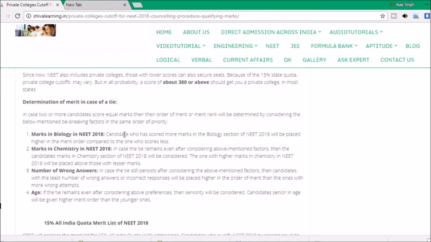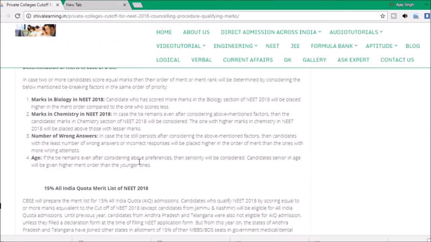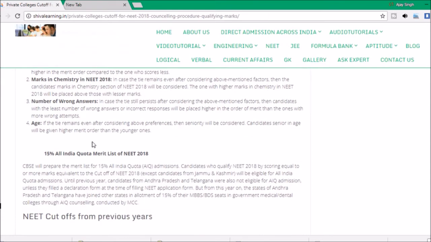How do they make the merit? Marks in biology, marks in chemistry, number of wrong answers and so on. Your merit is based on the marks in biology. Suppose you got more marks in biology, okay. Suppose two students got 250 marks and one got more marks in biology, then surely he will have a better rank than the other. Okay, and here the age criteria is also given, you can check.